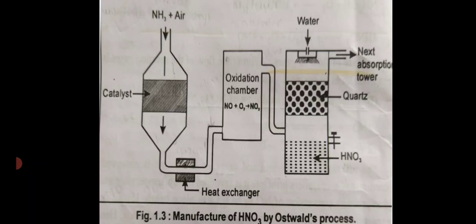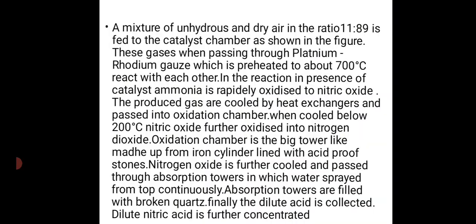Then it is again the next chamber, the absorption tower, which contains water and quartz, and HNO3 is obtained. We get the HNO3. Finally, the dilute acid is collected. Dilute nitric acid is further concentrated.